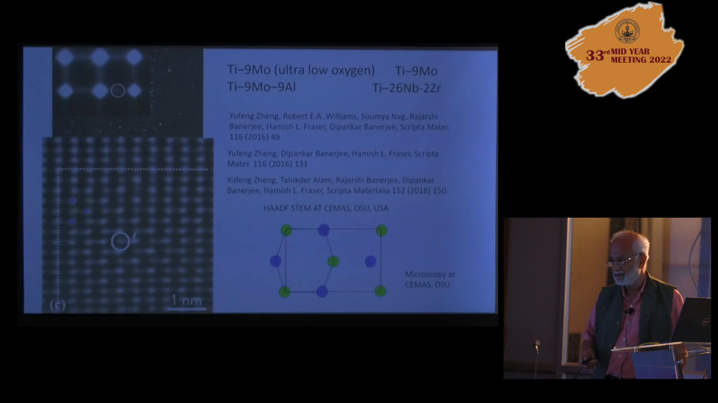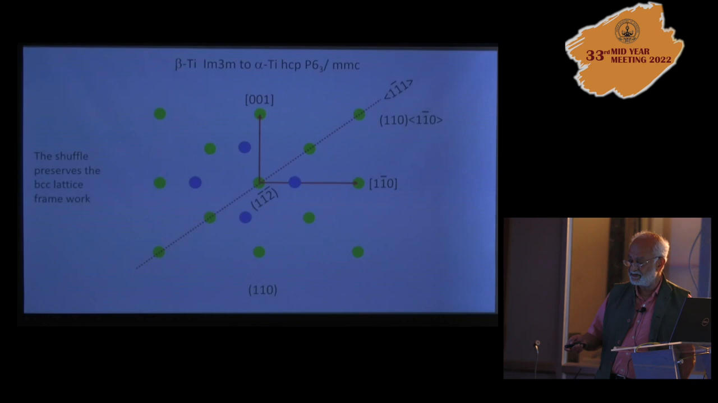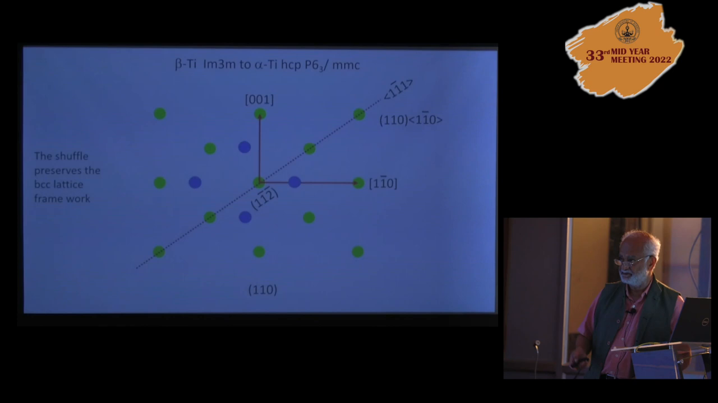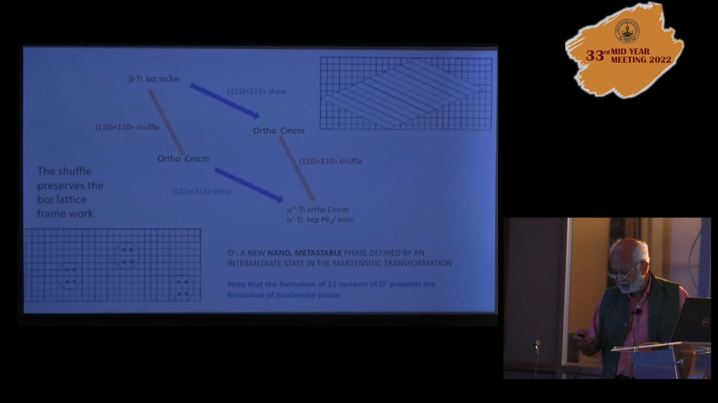We shuffle first, and now we have retained the body centered cubic parent lattice. So there is no distortion of the parent lattice, the body centered cubic parent lattice, because we have not introduced the long range strain, but we have only introduced the shuffle. So the shuffle preserves the BCC lattice framework. So the two microstructures that we get are completely different.